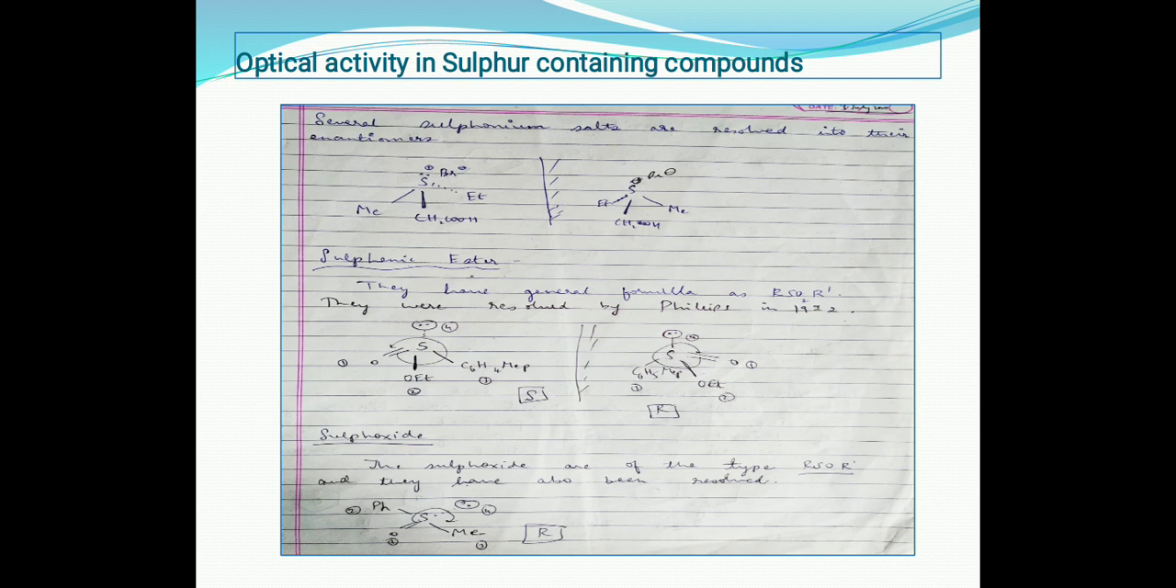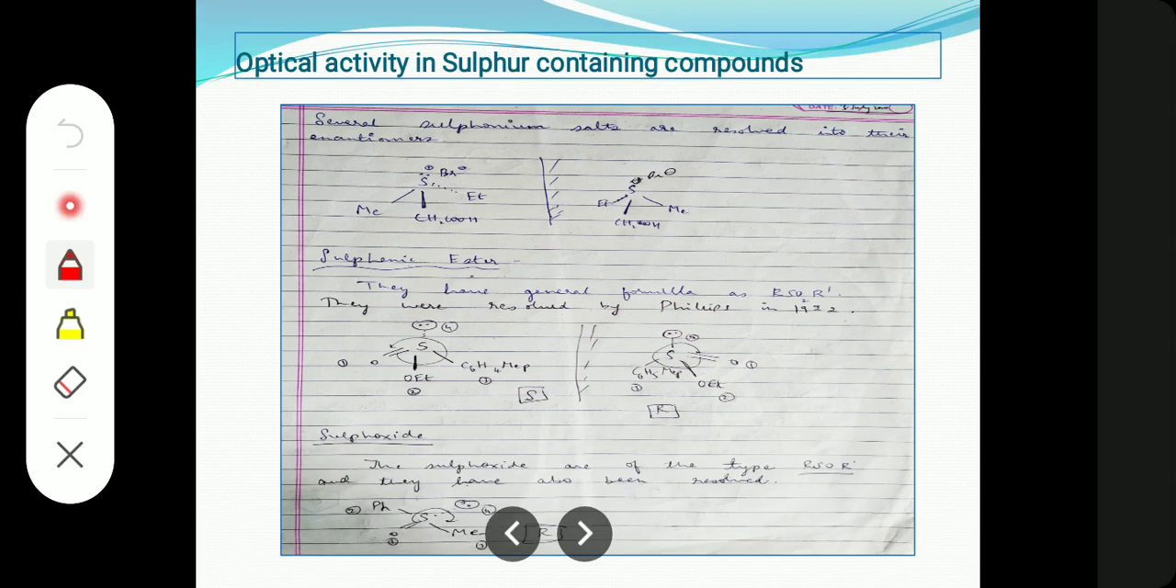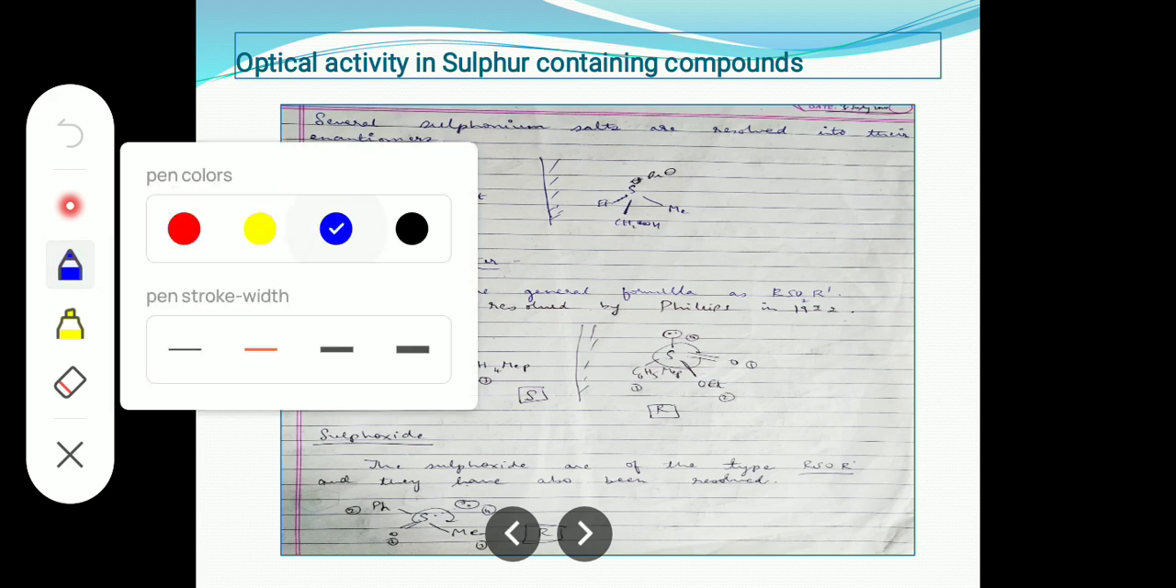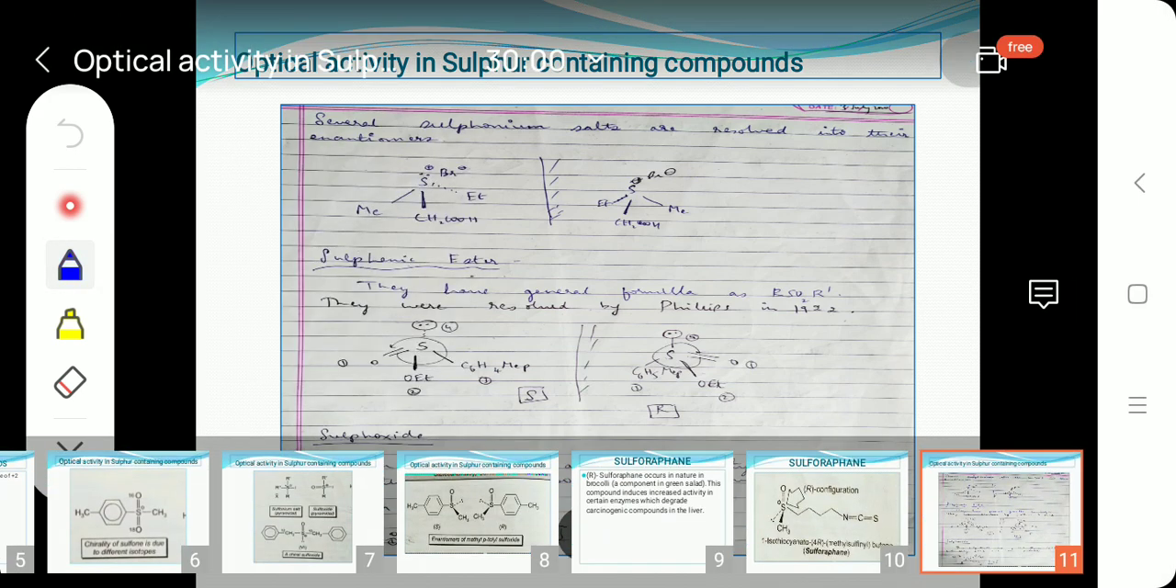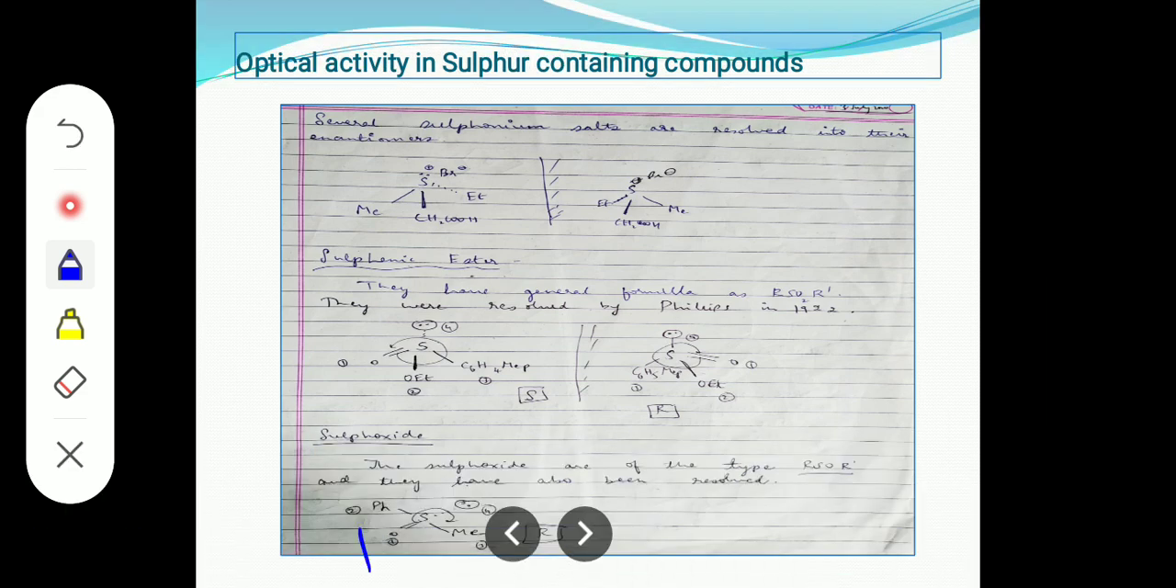Similarly, we also have a sulfoxide. So in sulfoxide, again, we are assigning the R and S configuration. First priority is always given to oxygen, and second priority goes to the phenyl group, and the third priority goes to the methyl, and fourth is for the lone pair. And you can see here it's again going in the clockwise direction, and hence we are assigning it the R configuration.